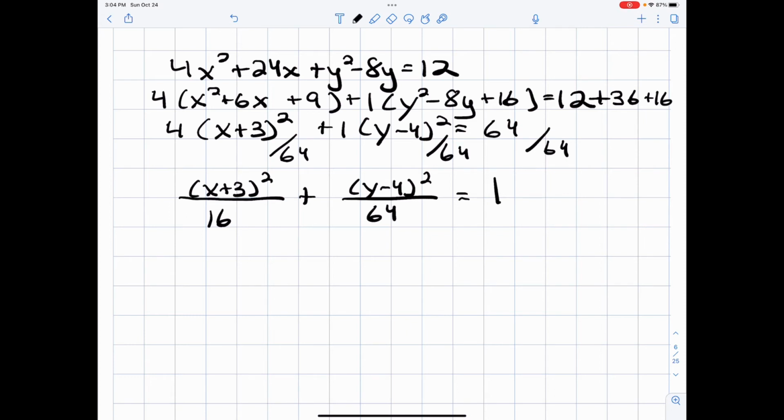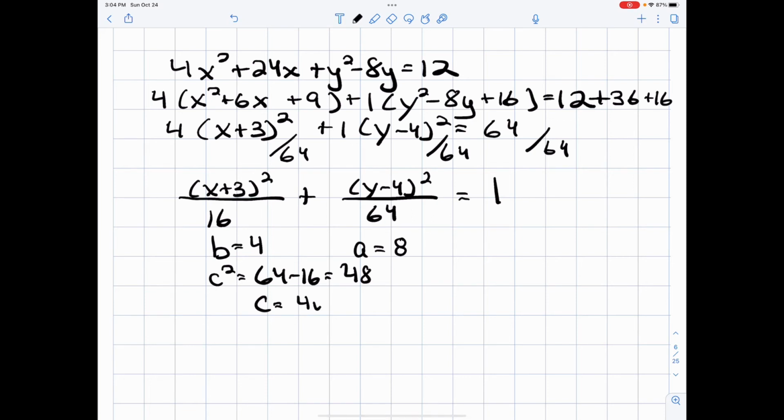All right, apparently the major axis is along the y's, along the vertical direction, because 64 is bigger than 16. So I could see that a is going to be 8, or the square root of 64. I could see that b is going to be 4, square root of 16. c squared equals 64 minus 16, which is 48. So for c, we're going to be dealing with 4 square roots of 3.